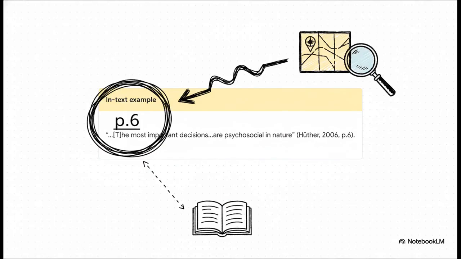But wait, look closely here. See that extra little bit, the P.6? This is the key difference. Whenever you use a direct quote, you must also include the page number where you found it. It tells your reader exactly where to look. It's a tiny detail, but for quotes, it's a non-negotiable.